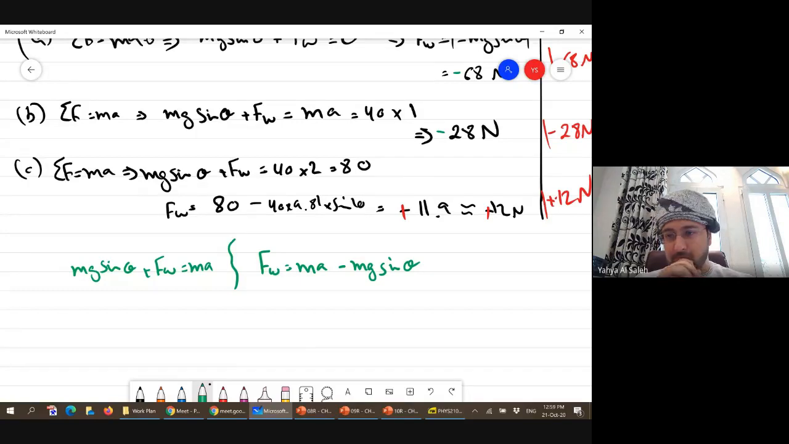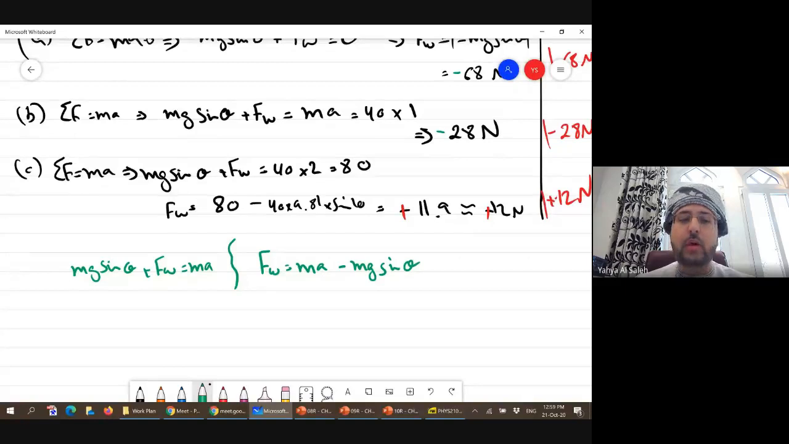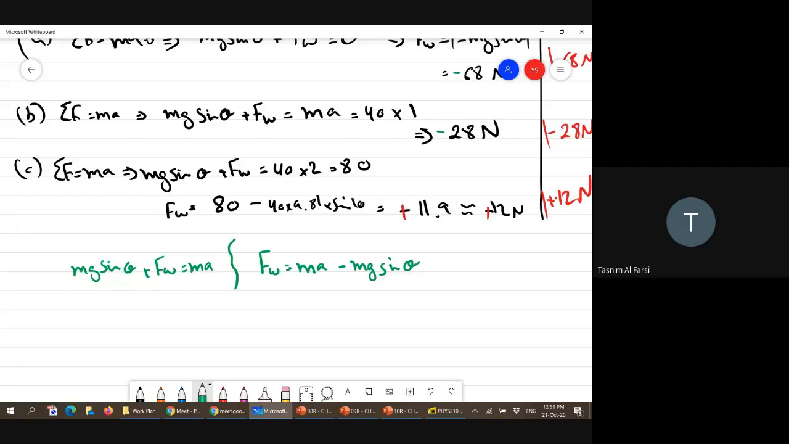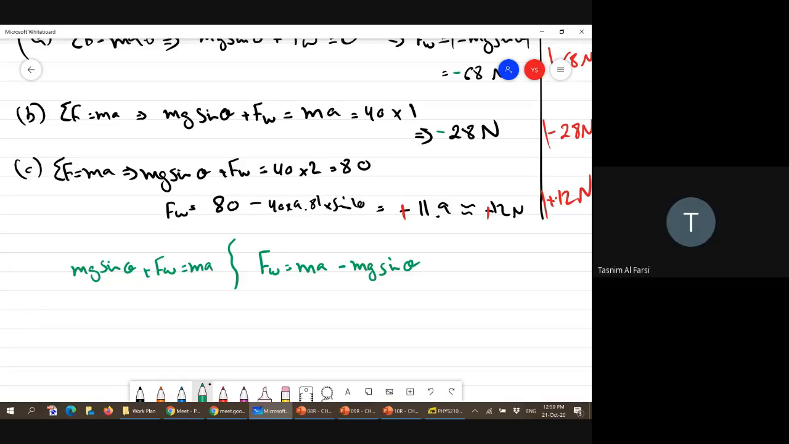Yeah? MA not equal to mg sine theta minus FW. No, why minus FW? Why not plus FW? Remember, we don't know the direction of FW, yeah? If it's up or down. I think it's minus because it's up.